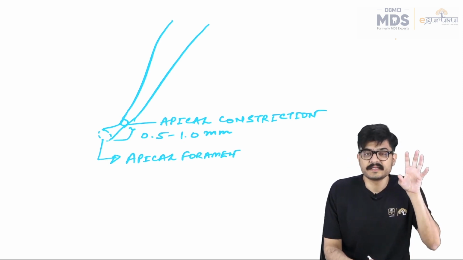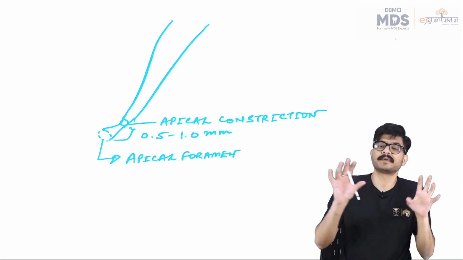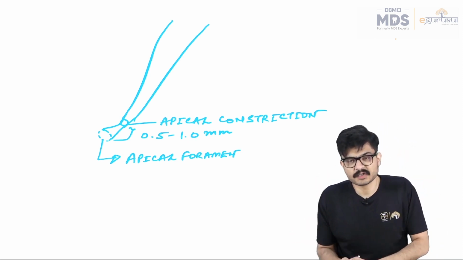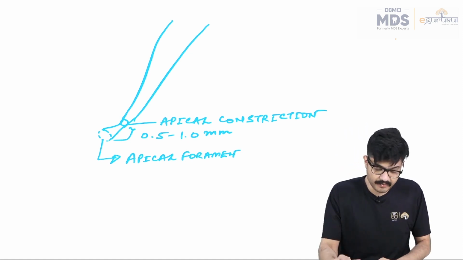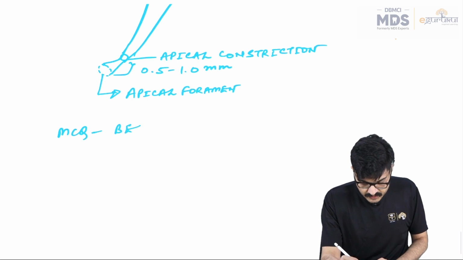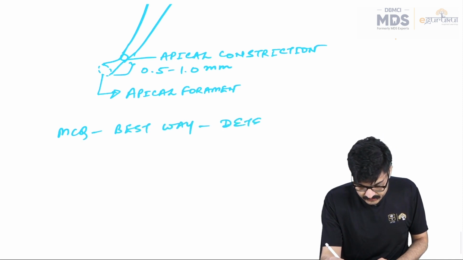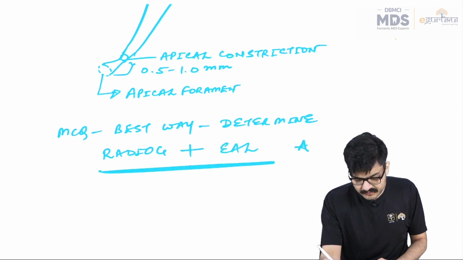Obviously, the X-ray knowledge and the determination of working length by the X-ray has to be supplemented by the determination of working length by the electronic apex locator as well. That is why we say, and a very important MCQ, that the best way to determine the working length is a combination of radiograph plus electronic apex locator. That's your very important MCQ.